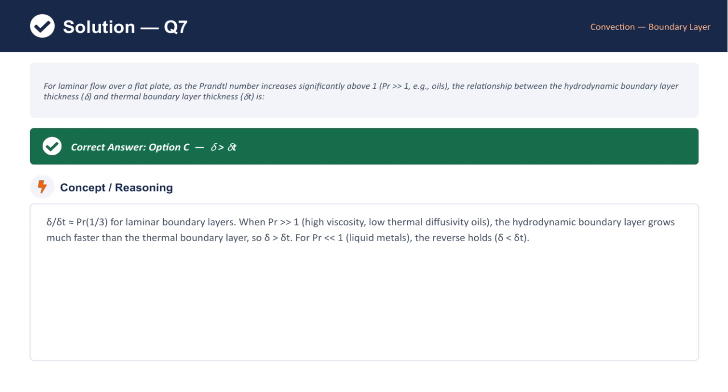When the Prandtl number is very high, meaning the fluid has high viscosity and low thermal diffusivity, the velocity boundary layer expands much faster than the temperature boundary layer. So, in this case, delta is greater than delta T. Conversely, for very low Prandtl numbers, such as with liquid metals, the thermal boundary layer is thicker than the hydrodynamic one. The correct choice here is option C, confirming that delta is greater than delta T under these conditions.